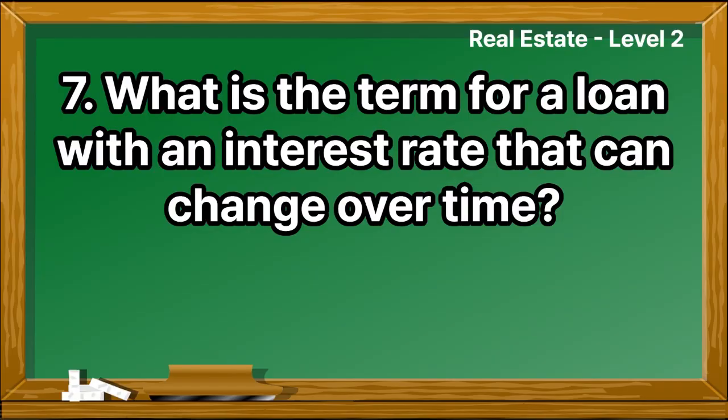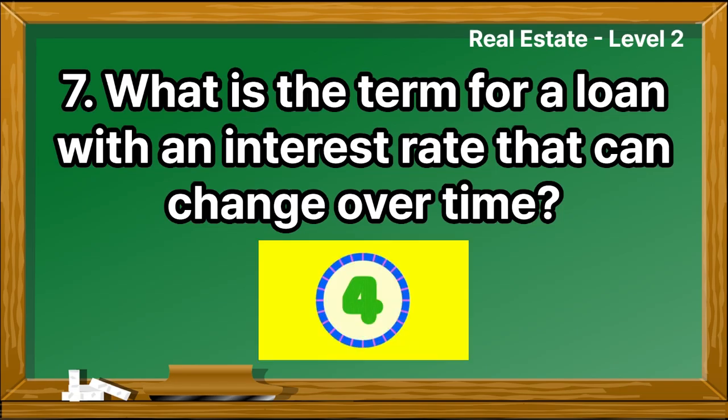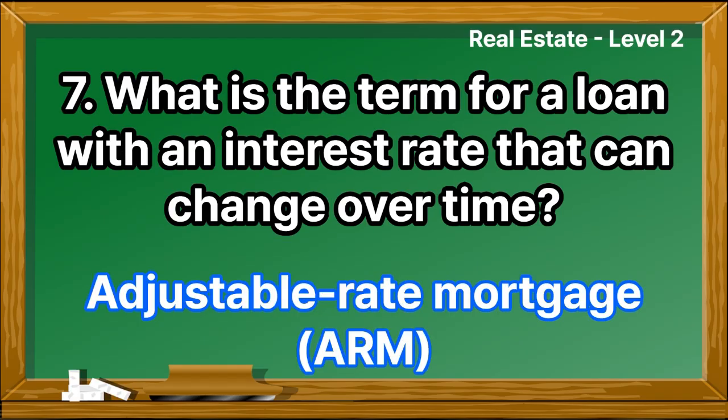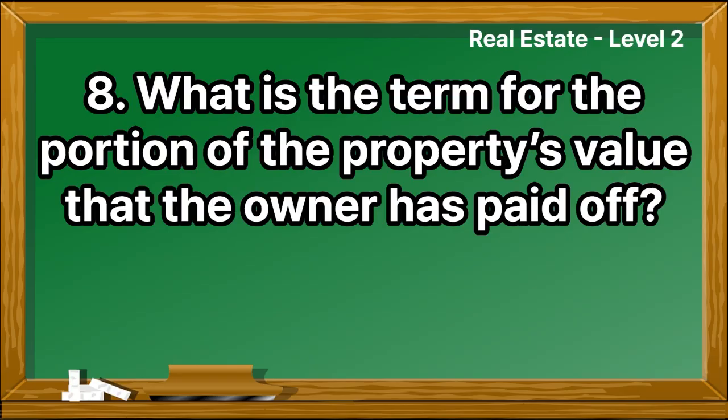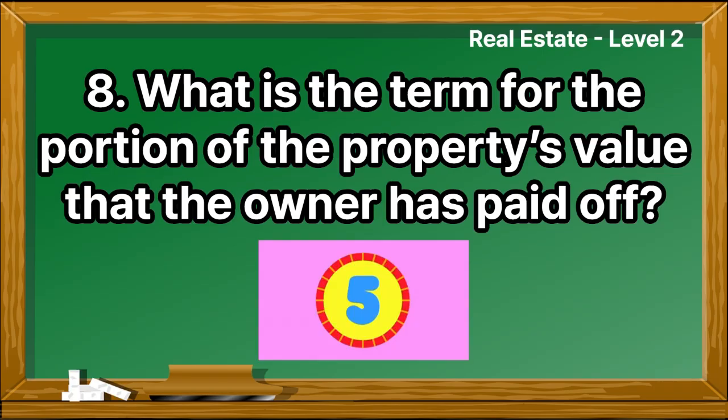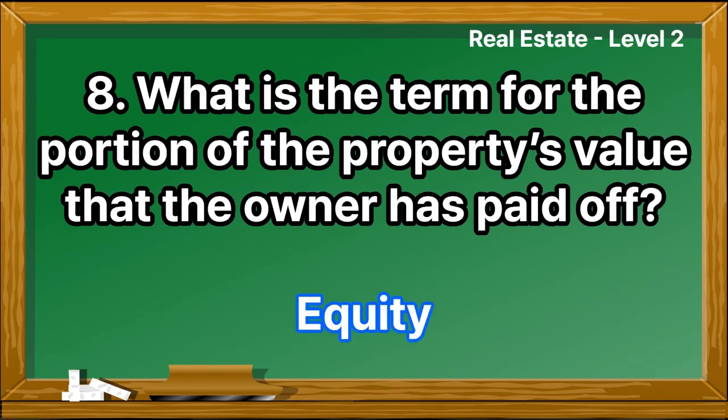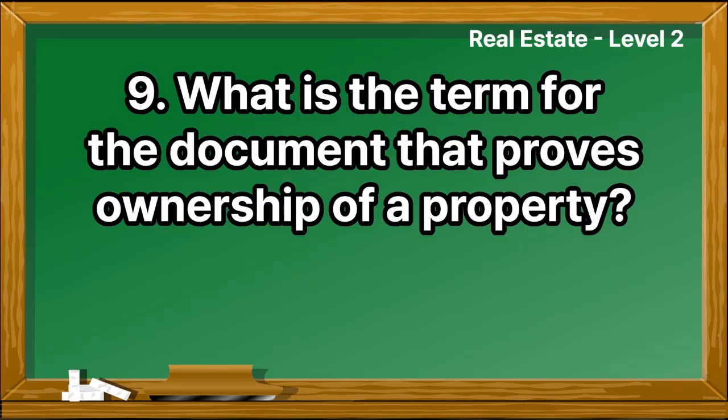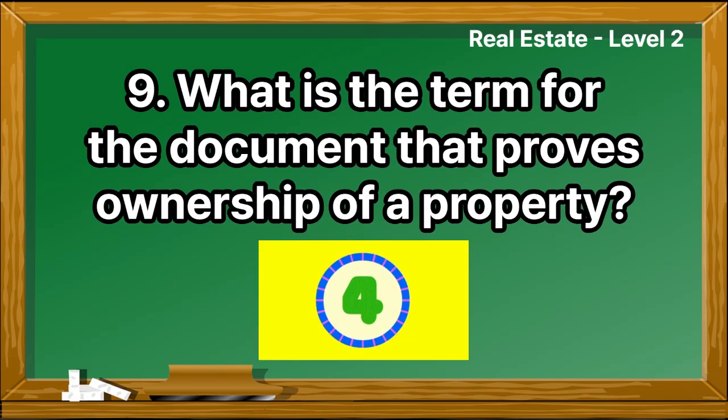What is the term for a loan with an interest rate that can change over time? Adjustable rate mortgage. What is the term for the portion of the property's value that the owner has paid off? Equity. What is the term for the document that proves ownership of a property? Title deed.